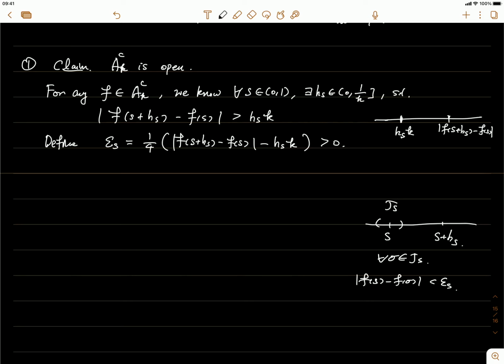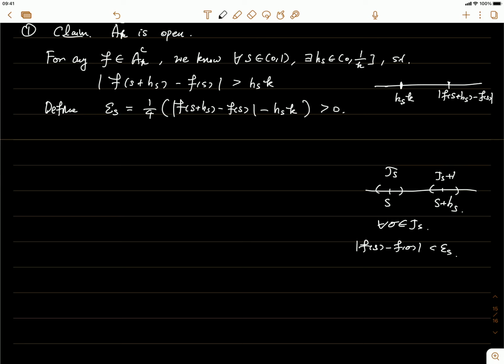Okay, so apparently I can do the same thing for this neighborhood. And this neighborhood may have a larger or smaller interval, but I'm going to choose the smaller one between the two, so that the Js is chosen such that for any point in the Js, this holds, and also for any point in this Js plus hs, the distance between f of s plus hs and f of sigma plus hs is also less than epsilon s. I'm just choosing the smaller radius such that both of these two hold. Okay, because the function f is continuous at these two points. So this is how I'm going to choose the Js.